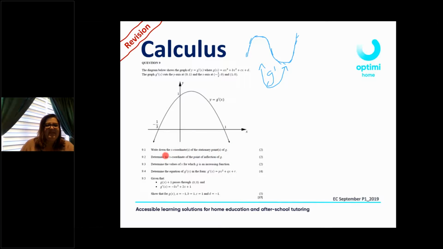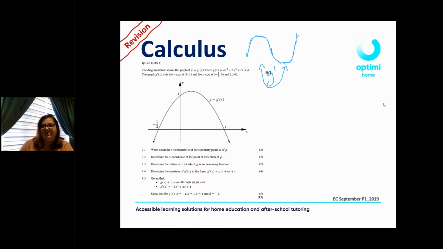Right. Okay. So now they say at 9.1, write down the x-coordinates of the stationary points of g. Luckily, they've already given us this derivative function. And I know where my derivative function is equal to 0. In this case, my x-intercepts are my stationary points, and they only want my x-coordinates. So it is where x is negative a third and where x is 1.